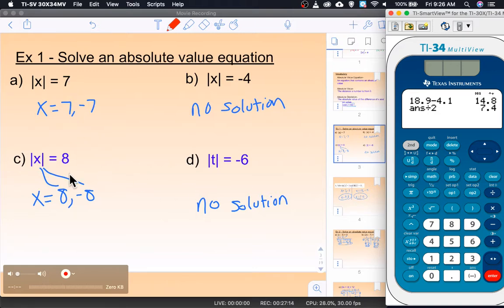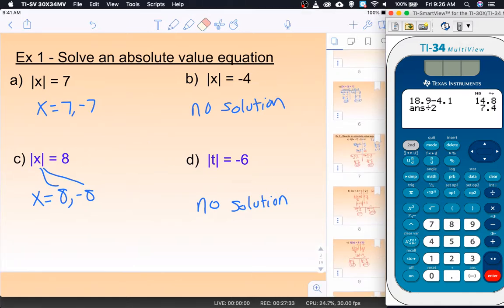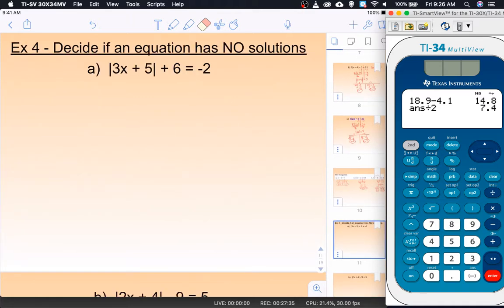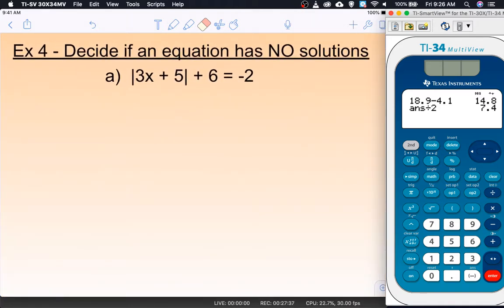Now, the thing inside the absolute value bars, that can be negative. The absolute value of negative 8 is 8. You're allowed to have a negative on the inside. What you're not allowed is an absolute value to equal a negative number. So that's what we're going to be looking for to decide whether the problems that we're going to be doing now have a solution or not.